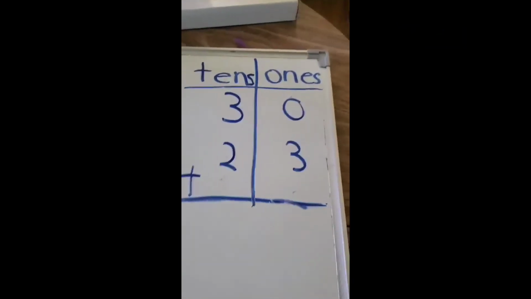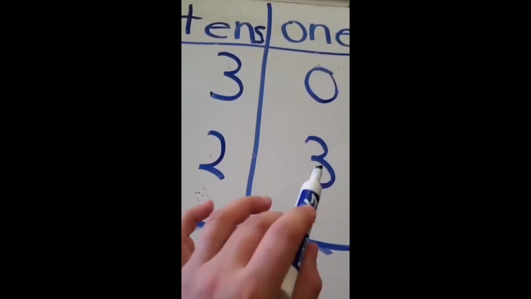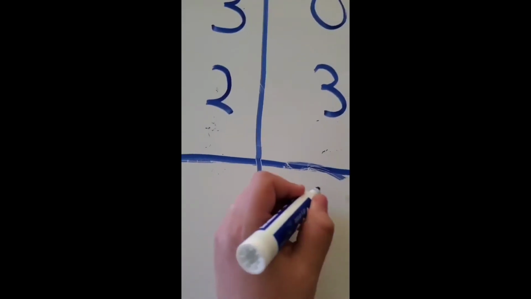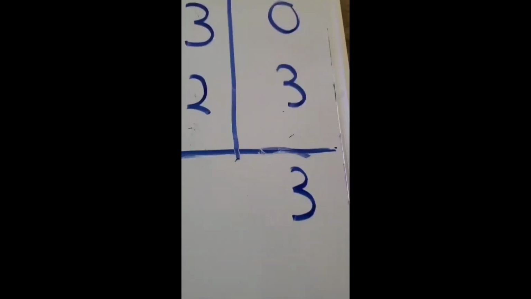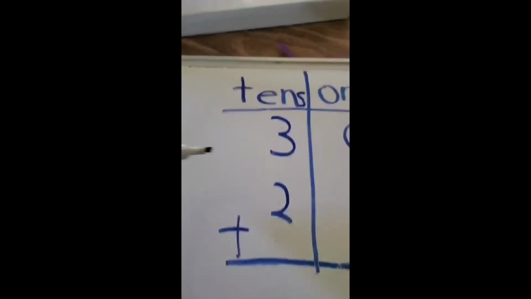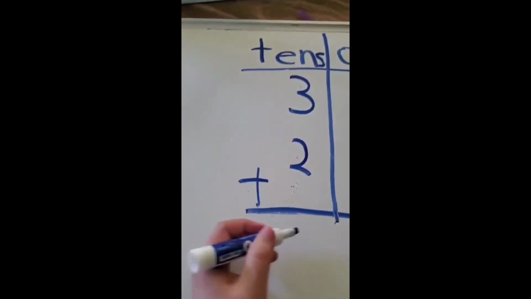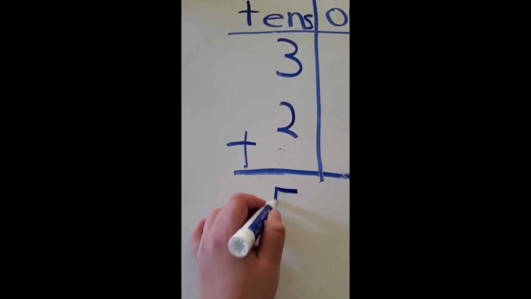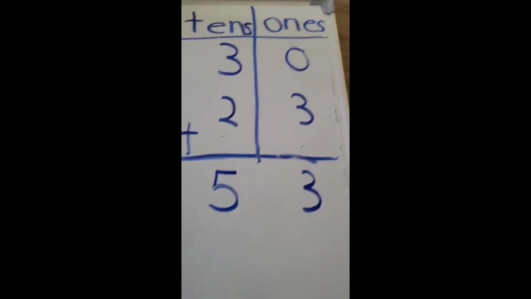All right, we always start with the ones place. So 3 plus 0 is 3. All right, now 3 plus 2 is, you're right, 5. So our answer is 53. You guys are smart.